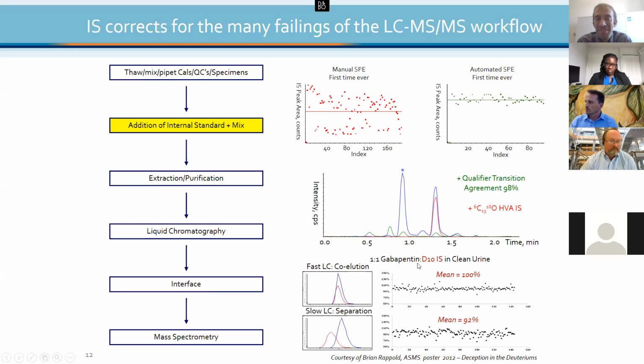So this is gabapentin, and its D10, 10-deuteron internal standard, spiked into urine. And this is a fast separation, about a minute separation. They co-elute, and the mean of 150 samples of a 1-to-1 mixture of these 2 in previously screened urine is 100%. Slowing that separation down to 5 minutes, we see a hydrogen-deuterium exchange problem. This is the unlabeled, and this is the 10-deuteron form, and they don't co-elute. The mean shifts, the variance increases because those 2 particular species are undergoing differential ionization conditions in the source.